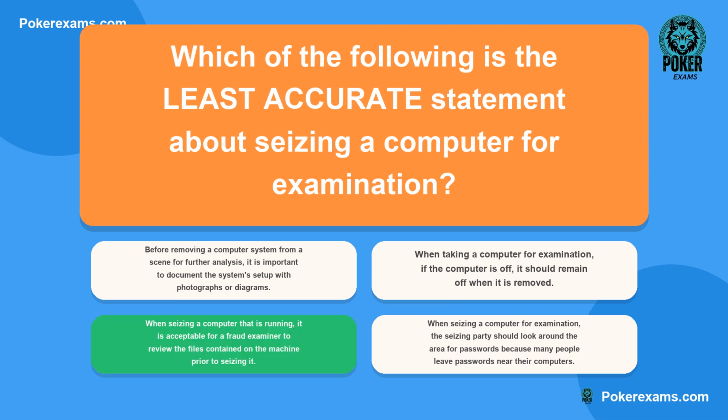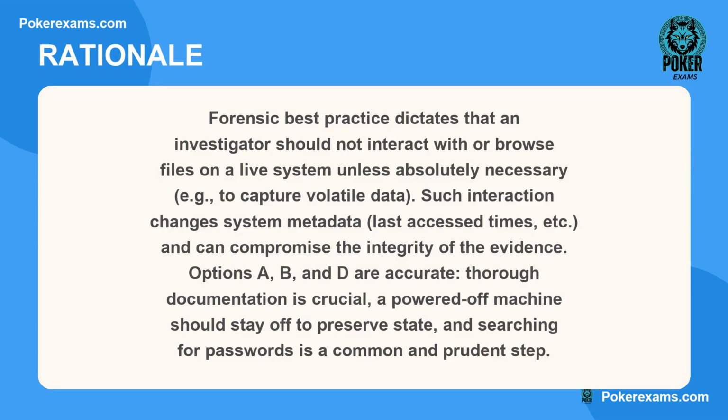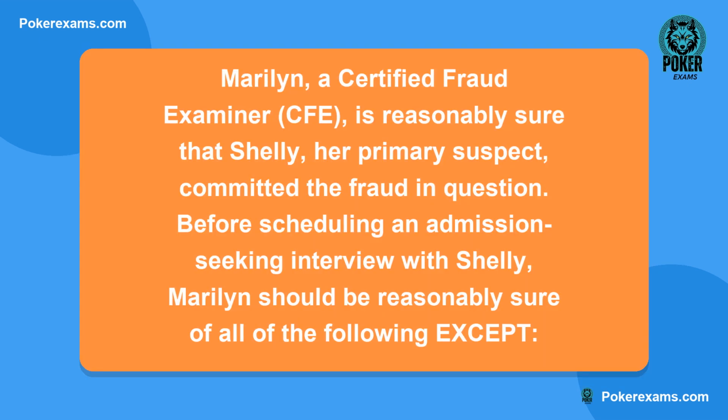The correct answer is C. Here is why. Forensic best practice dictates that an investigator should not interact with or browse files on a live system unless absolutely necessary, e.g., to capture volatile data. Such interaction changes system metadata, last access times, etc., and can compromise the integrity of the evidence. Options A, B, and D are accurate. Thorough documentation is crucial. A powered-off machine should stay off to preserve state, and searching for passwords is a common and prudent step.